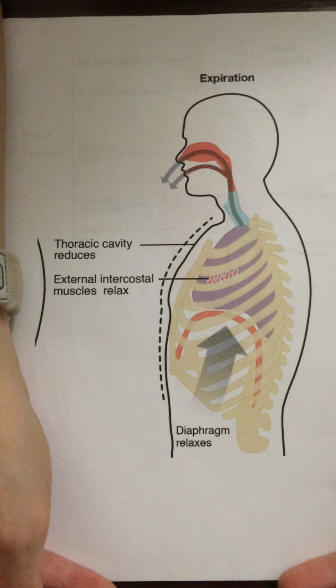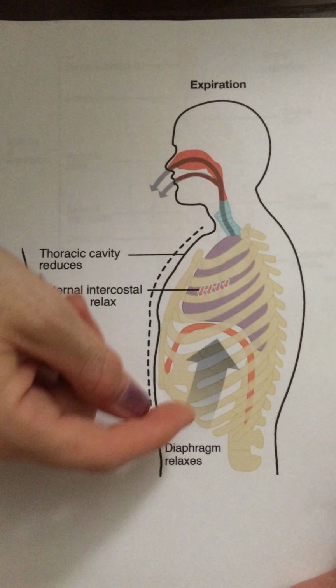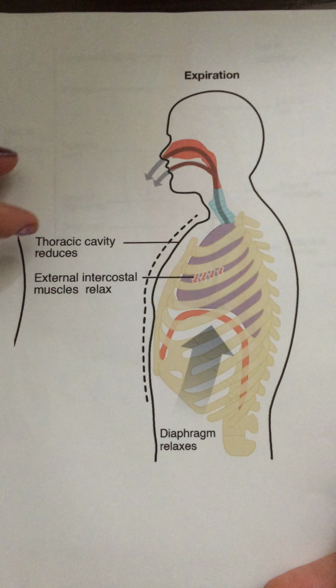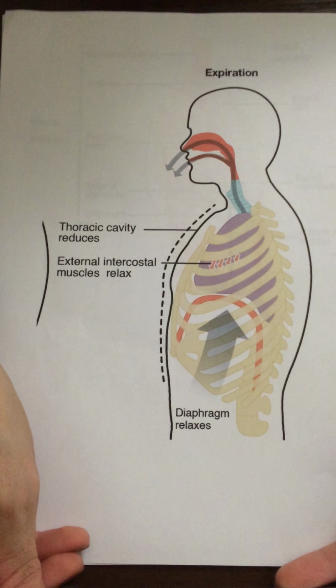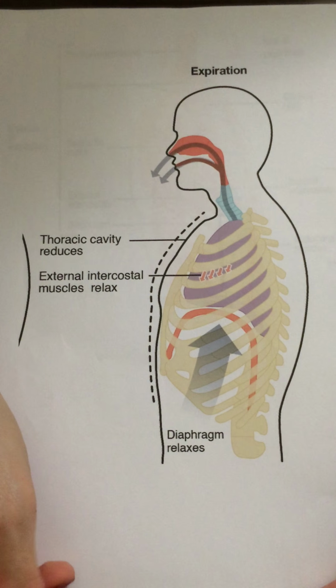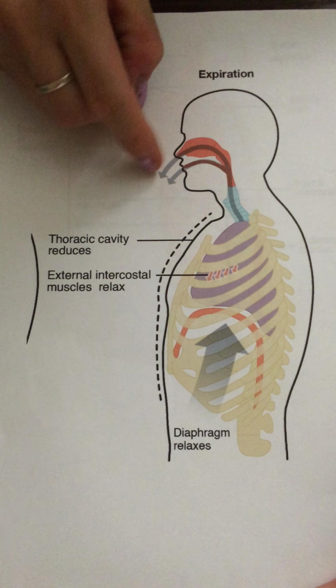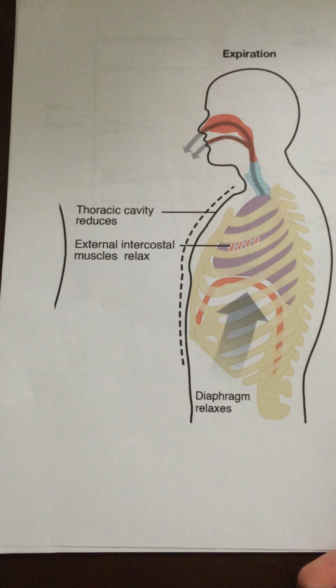Exhalation, on the next picture here, is a passive process and the muscles relax. So the diaphragm comes back up and the external intercostals relax and let the ribs come back down. The pulmonary cavity decreases in volume and forces the air, as you see here, back out of the lungs.